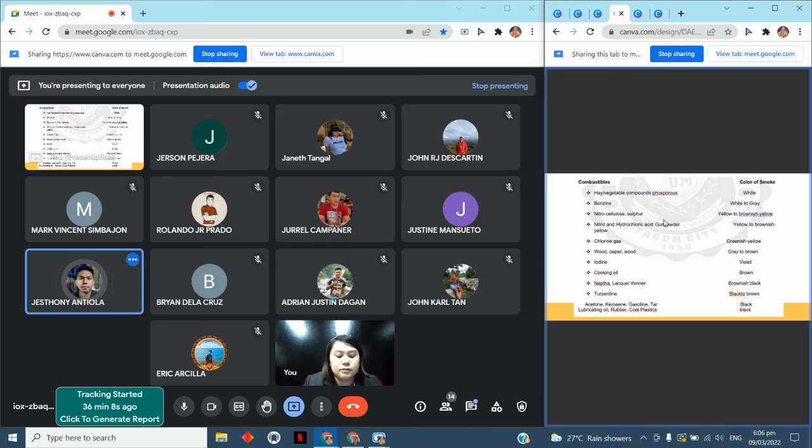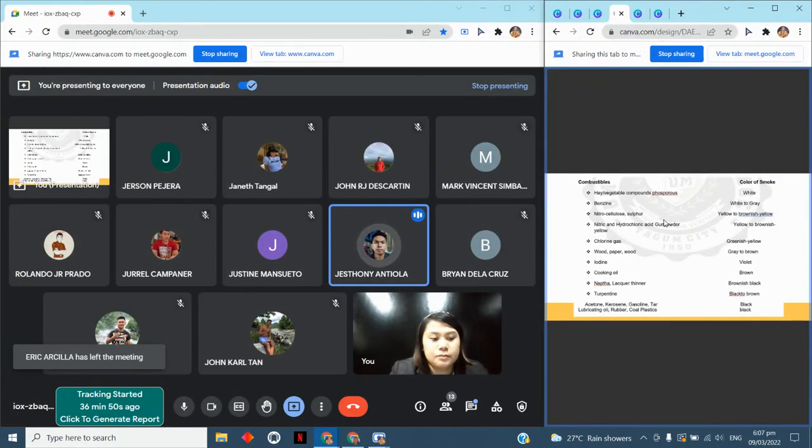Combustibles. High vegetable compounds, phosphorus, benzene, nitrocellulose, sulfur, nitric and hydrochloric acid, gunpowder, yellow chlorine gas, wood, paper, wood. Cooking oil, naphtha, lacquer thinner, turpentine. Color of smoke: white to gray, yellow to brownish yellow, greenish yellow, gray to brown, violet, brown, brownish black, black to brown, then black.